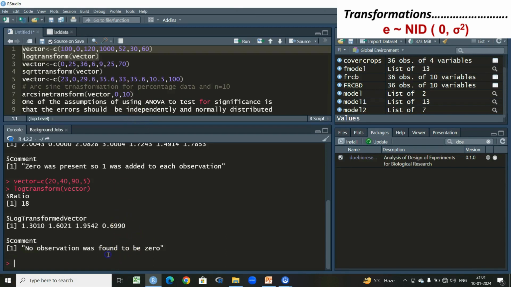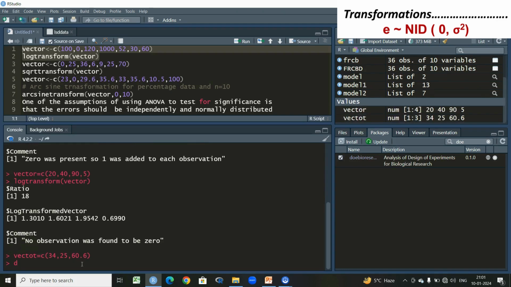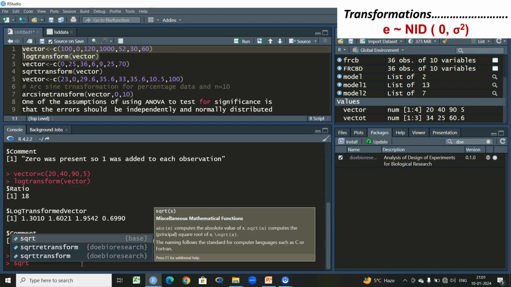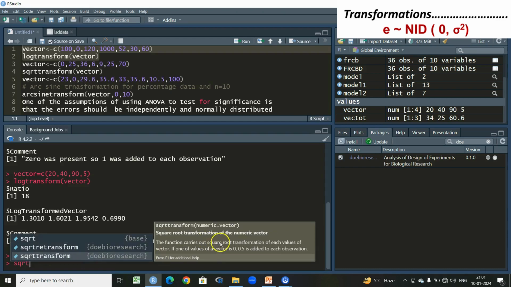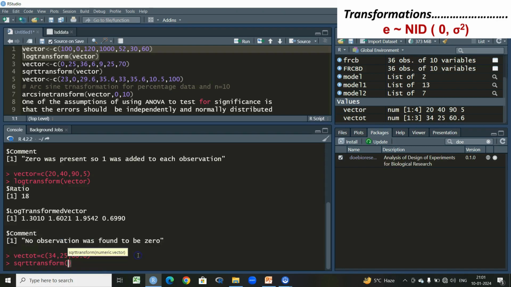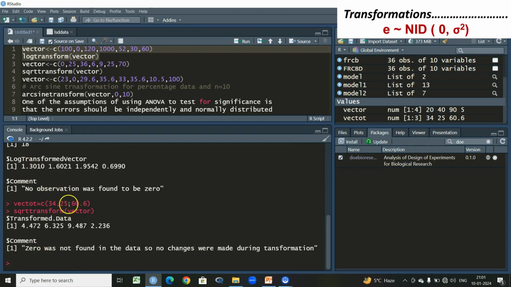So if I create a vector here, like vector is equal to c, then within this concatenation function, let us write 34%, say for example 25, anything you can write, it depends upon what kind of data set you have. Then I will write 60.6. Then in order to perform the square root transform, I will write sqrt. This function carries out the square root transformation of a particular vector. Then I will write vector. So I have the square root transformed values of all these original values.